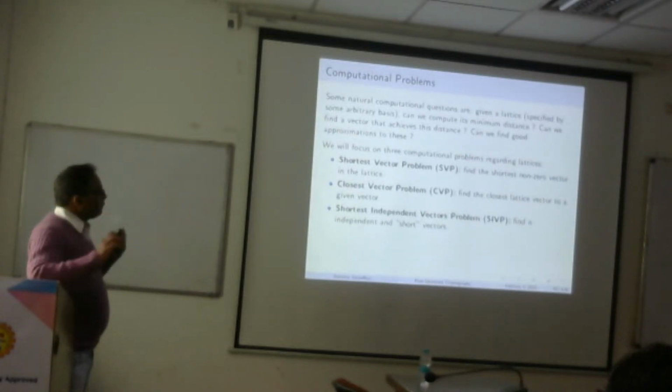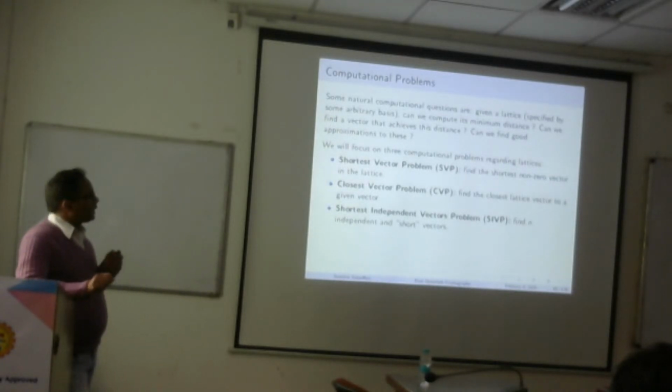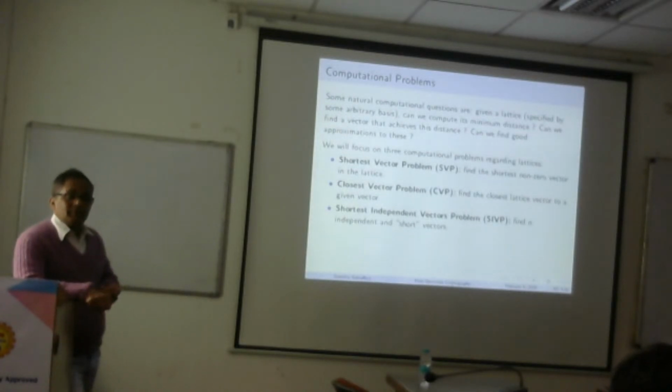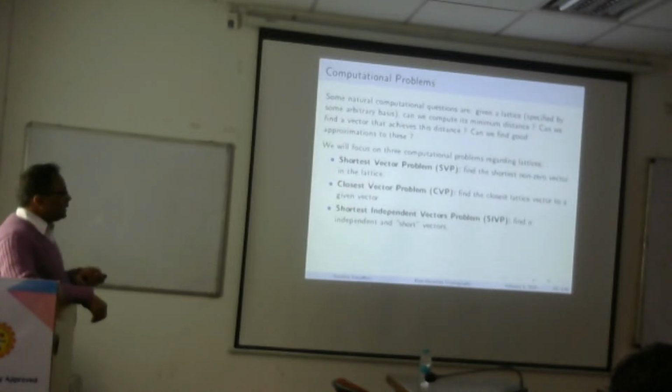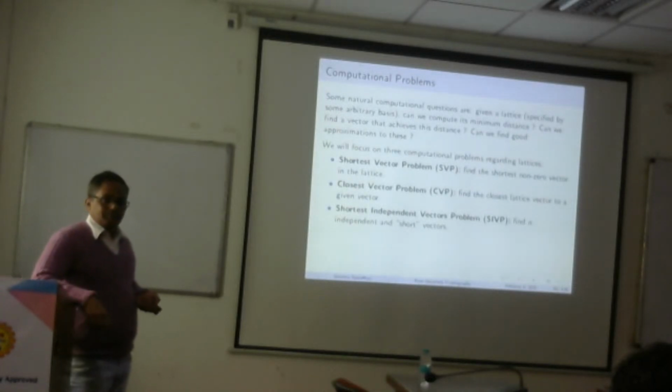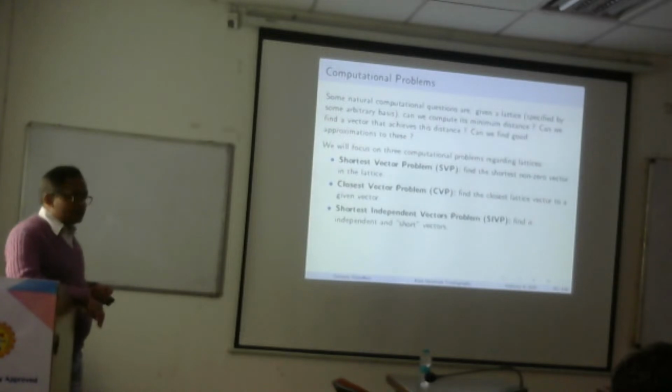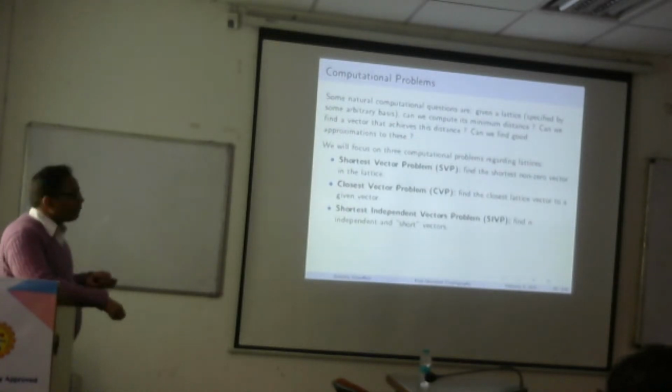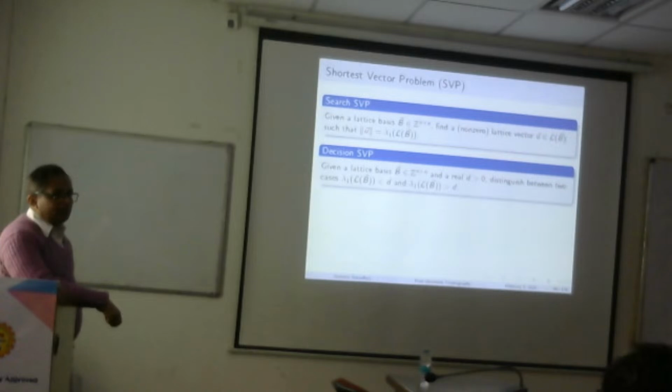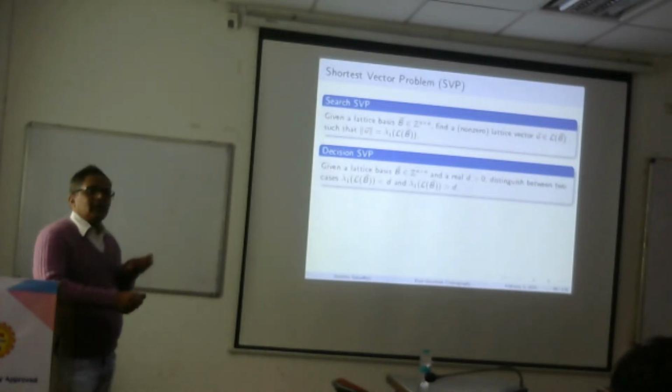The first problem is called SVP, the shortest vector problem. The second one is called CVP, the closest vector problem. And the third one is called SIVP, the shortest independent vector problem. These are the three problems, and using them we are going to create cryptographic algorithms. So what is SVP? SVP can be in two different settings.